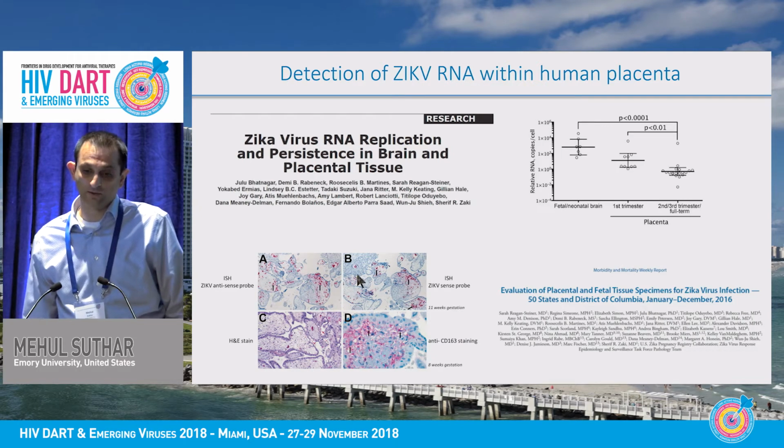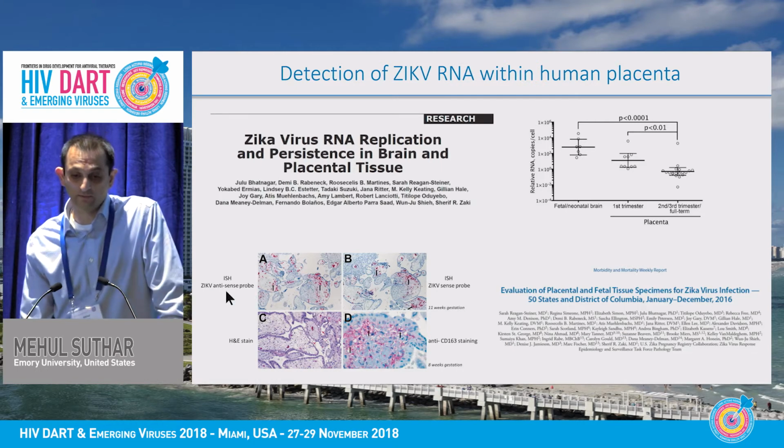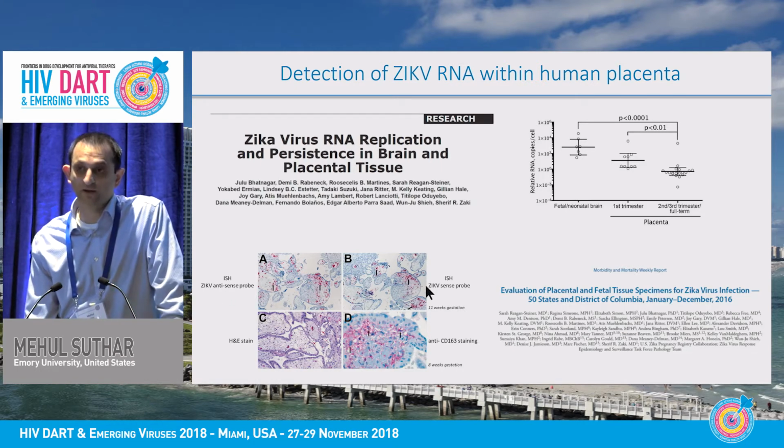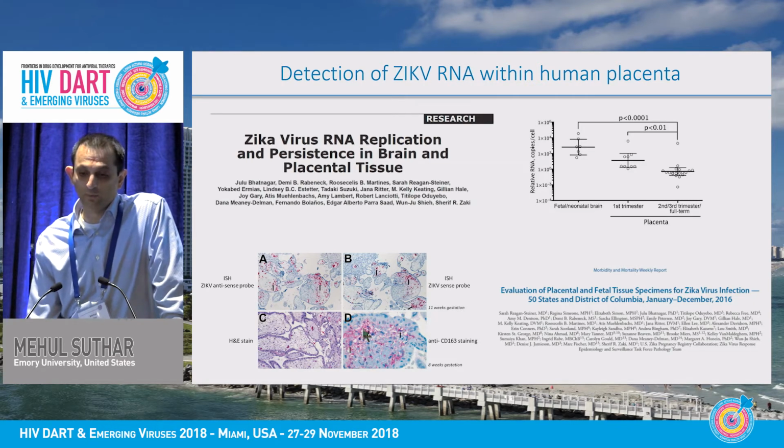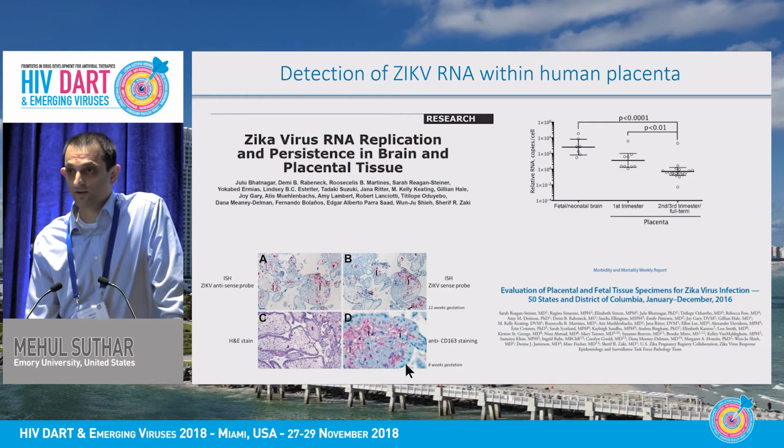Within these placentas, what they found from a couple of individuals was they looked at in situ hybridization both for plus strand and minus strand Zika virus RNA, and they found that Zika virus RNA does localize within the placenta, and most importantly, they localize within the Hofbauer cells that we had identified.